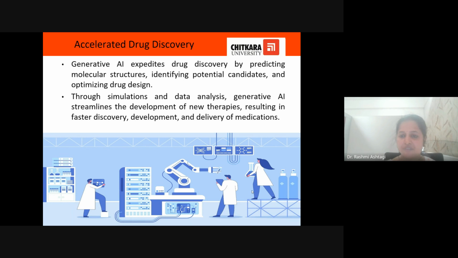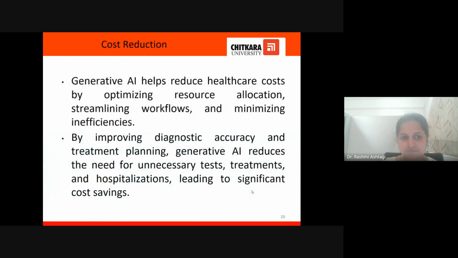It can help with new therapies, which will indirectly help faster recovery of the patients and delivery of the medications. So much development and research is going on in this. So generative AI helps to reduce the healthcare cost.